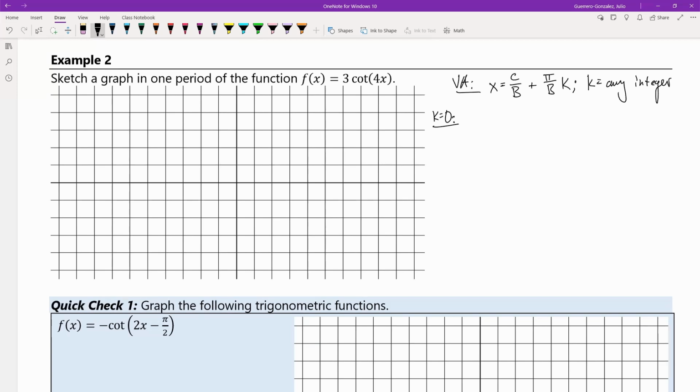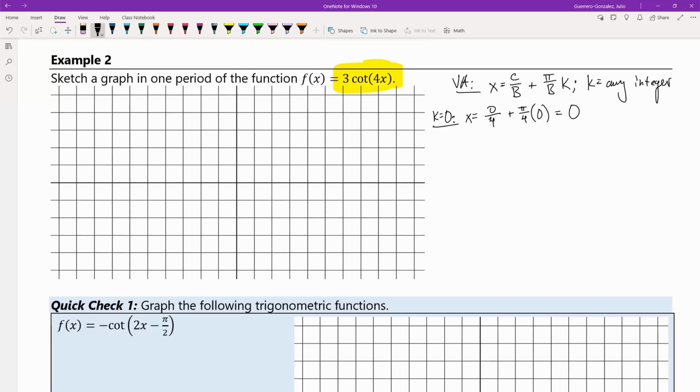Okay, so x is equal to, if you look at your equation, there is no c, but there is a b. 0 divided by 4, plus pi over 4 times 0. That is equal to 0. Okay, look at it through. It is equal to 0.